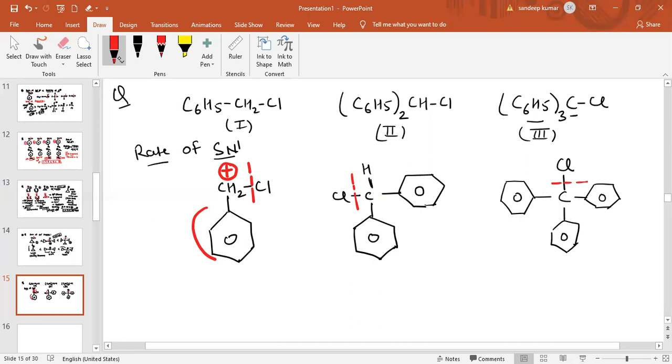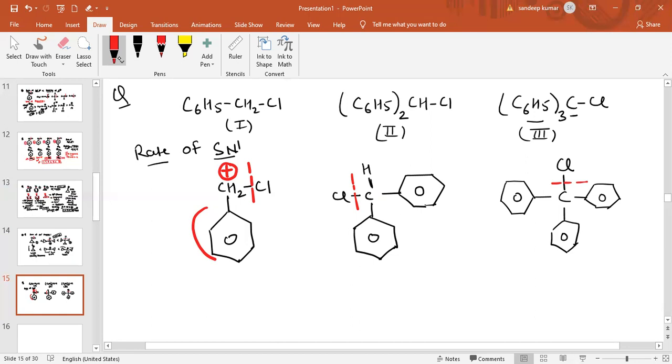This benzene will stabilize this carbocation. So how many resonating structures are possible? You can say 5 resonating structures are possible for this compound. That is the first one. Now see the second compound.